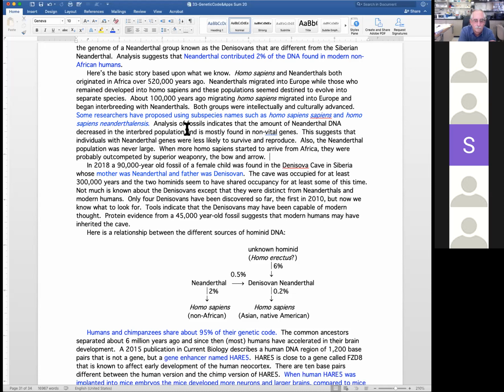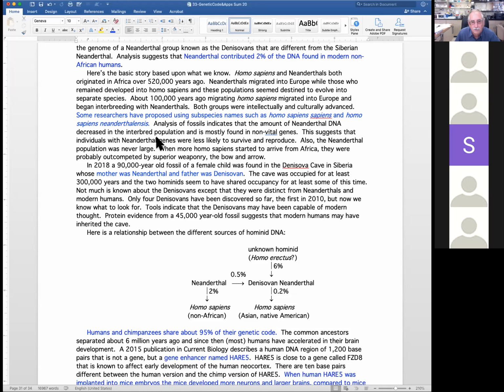People think of Neanderthals as being stupid and ape-like. Well, you know what? Apes are not even that stupid. In more modern days, we think that both groups were intellectually and culturally advanced. Some people are proposing that they were simply subspecies, and they want to give them the names Homo sapiens sapiens and Homo sapiens neanderthalensis, just to show that they were so closely related.